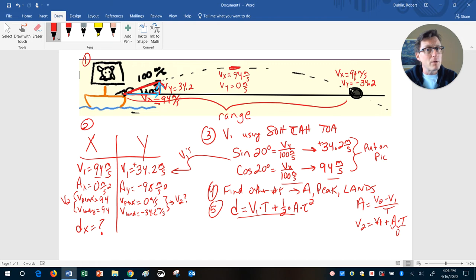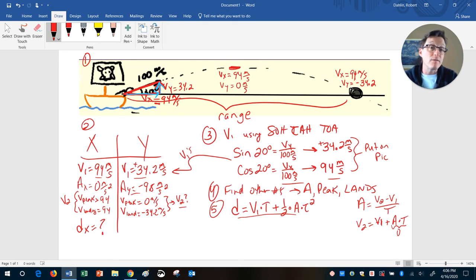What we can do though is we can look at the Y side of our chart. We have a V1, we have an A, and we have a V2. In fact, we have two of them. So now we just say, okay, which of those V2s would work for us? We're trying to find when the cannonball lands. So let's use the velocity in the Y direction of when it lands. So this one right here. Okay, so it doesn't really matter which of these you use. I'm gonna find time. This is like step 5B.